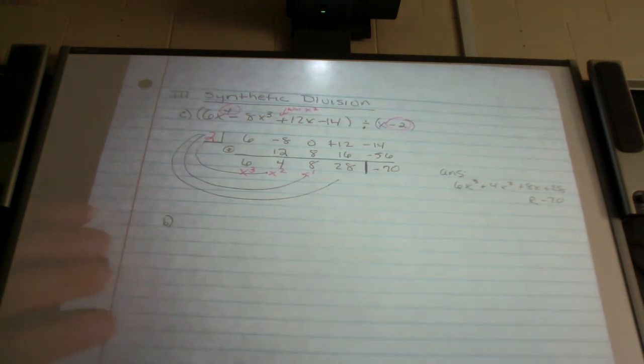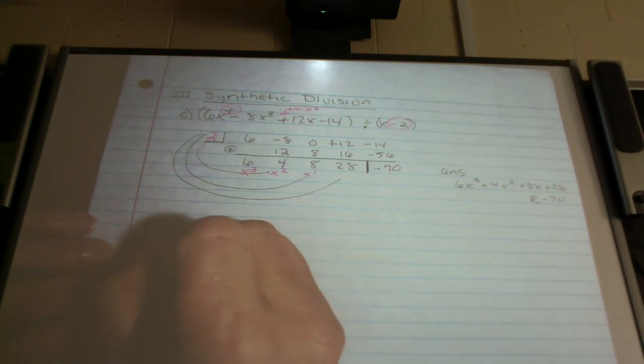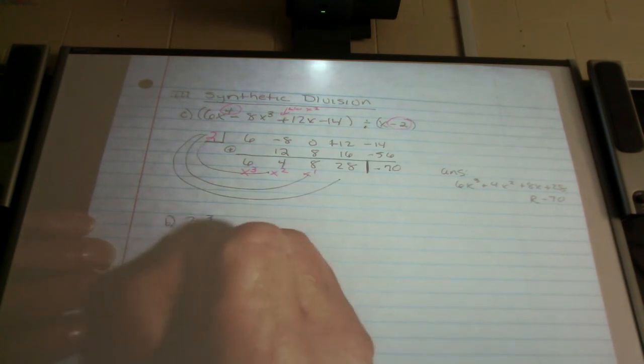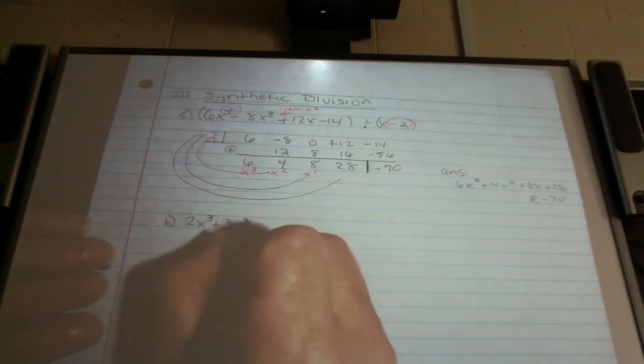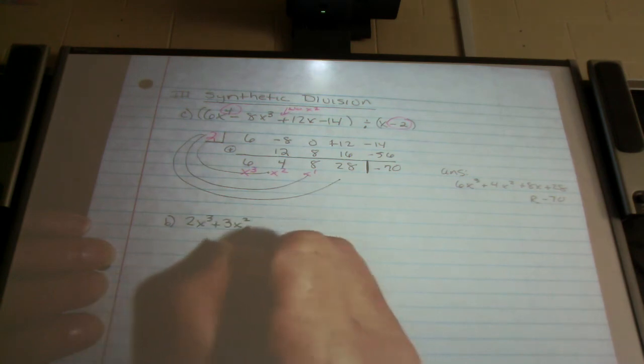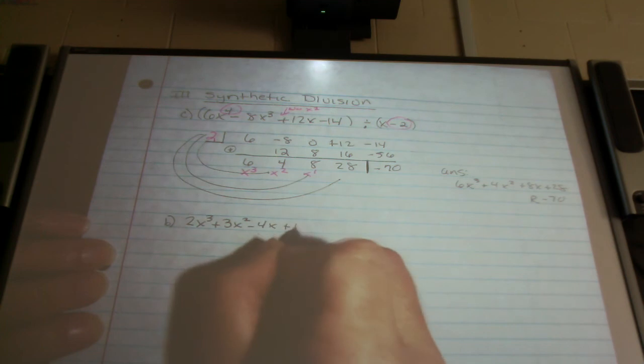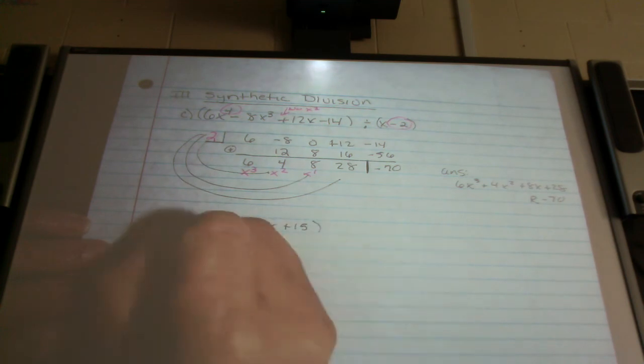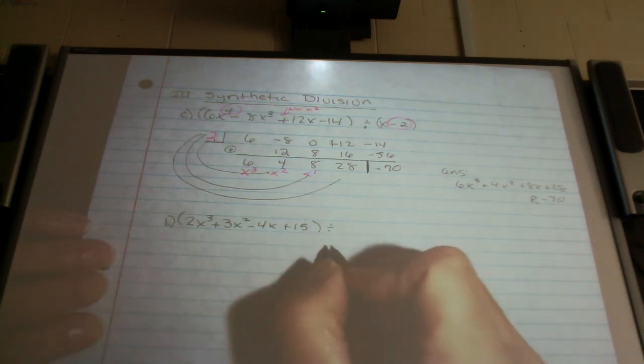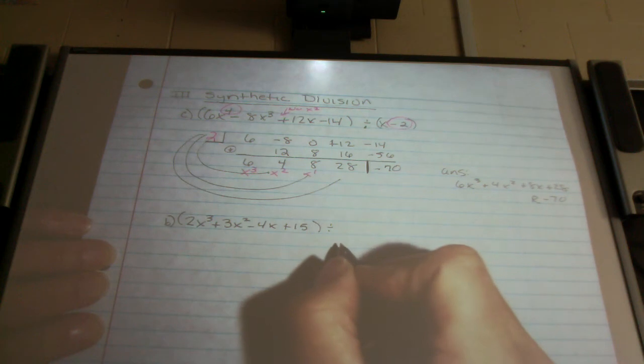B from the notes was 2x cubed plus 3x squared minus 4x plus 15, and we wanted to divide that by x plus 3.